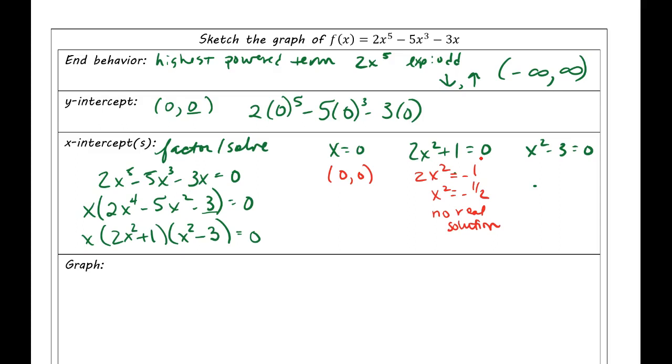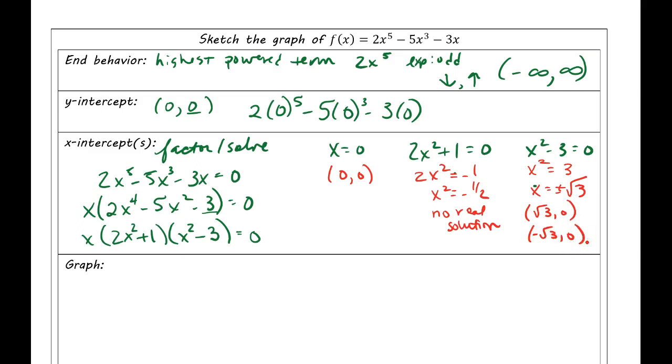And then over here I'm going to do the same thing. I'm going to try to solve this. So I'm going to move the 3 to the other side, and then I'm going to take the square root of both sides. And remember, when you take the square root of both sides, you do need to have that plus or minus. So the solutions that come from here are a positive square root of 3 and a negative square root of 3. Okay?